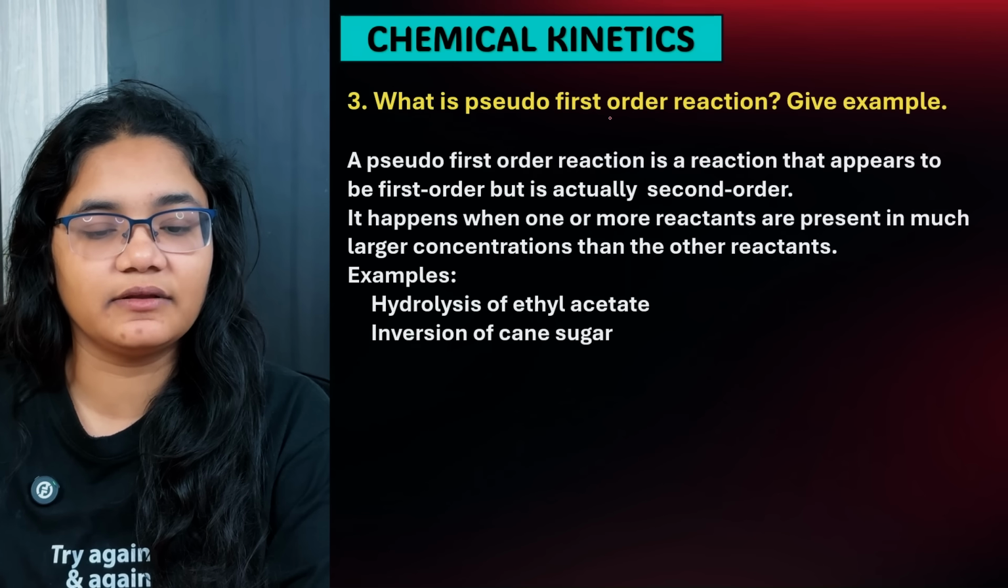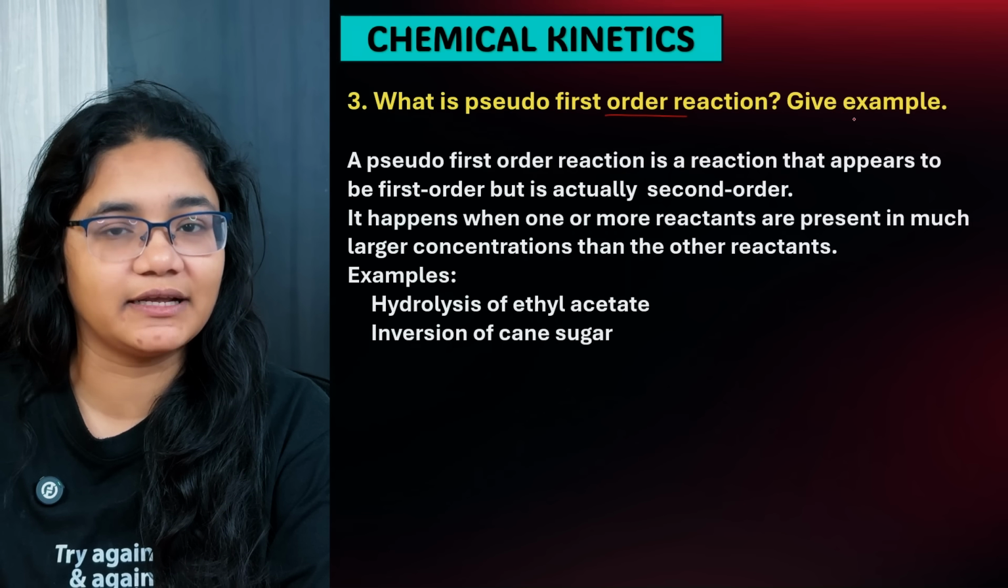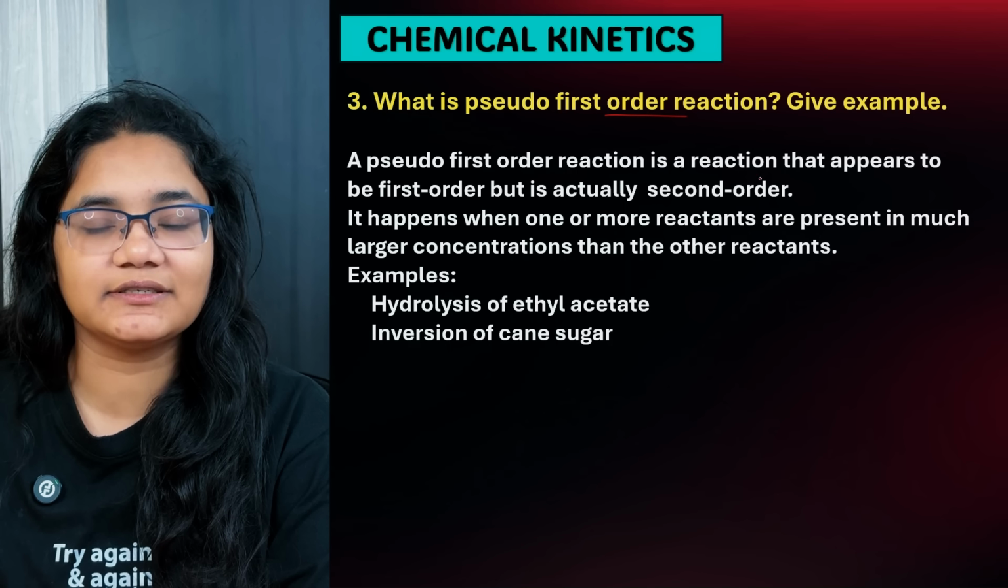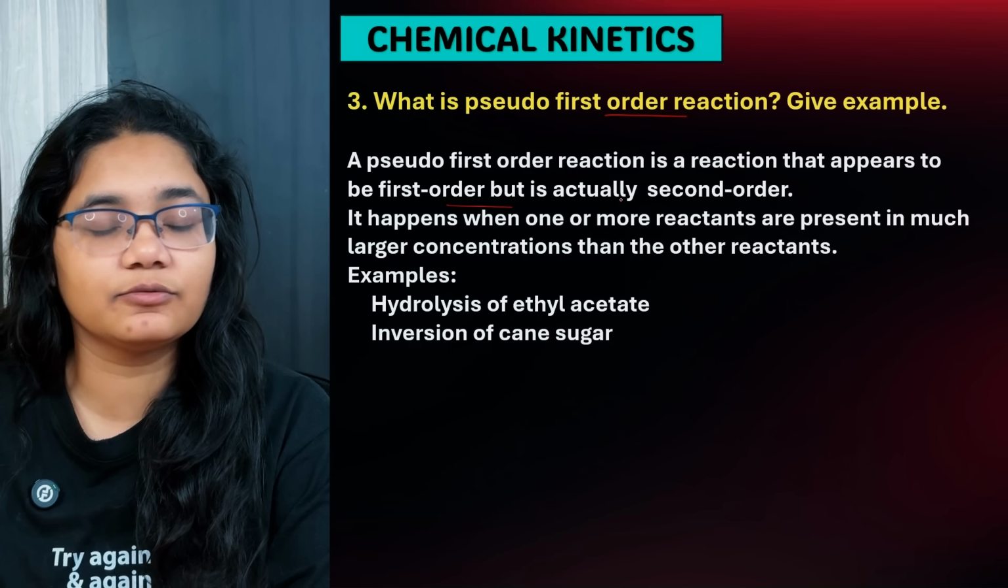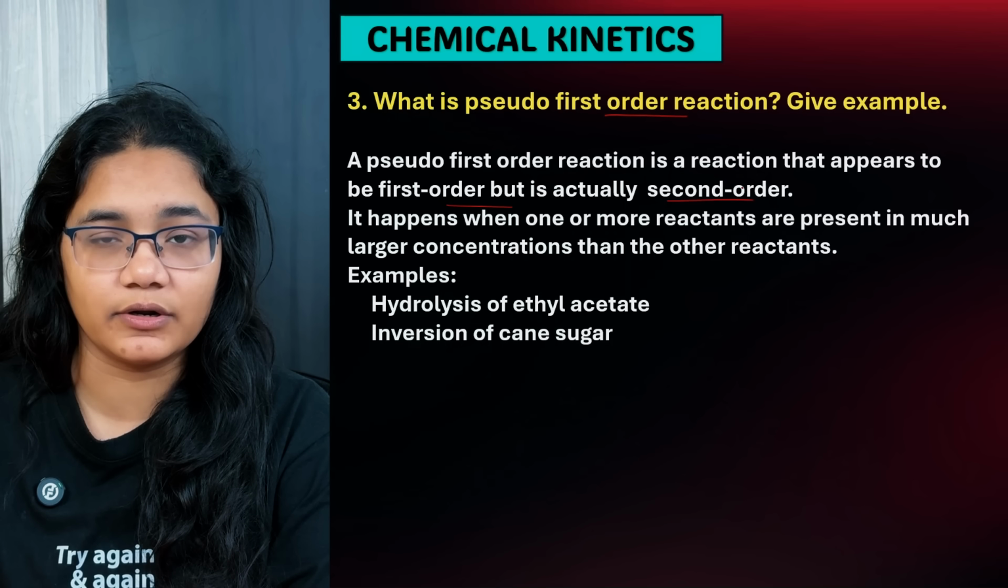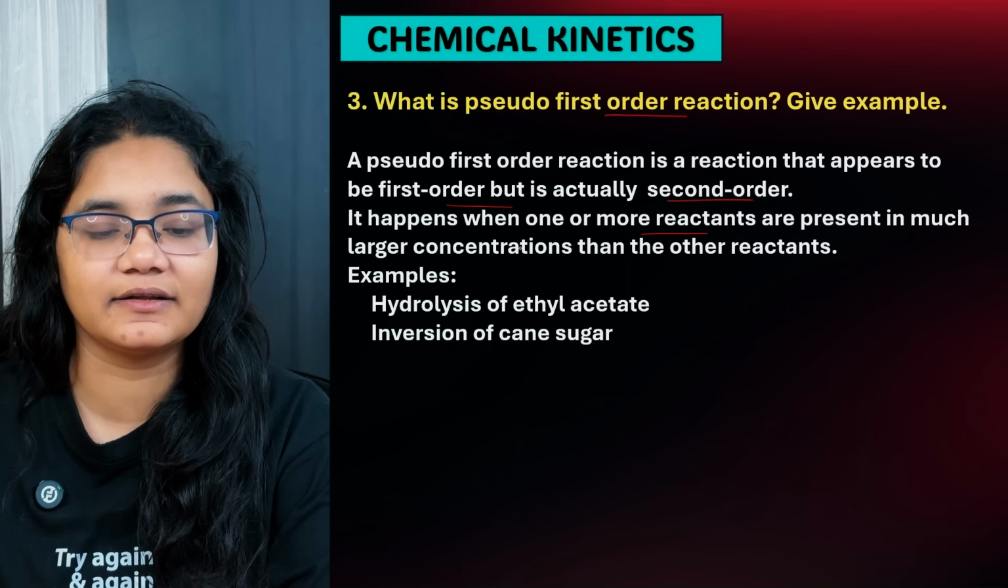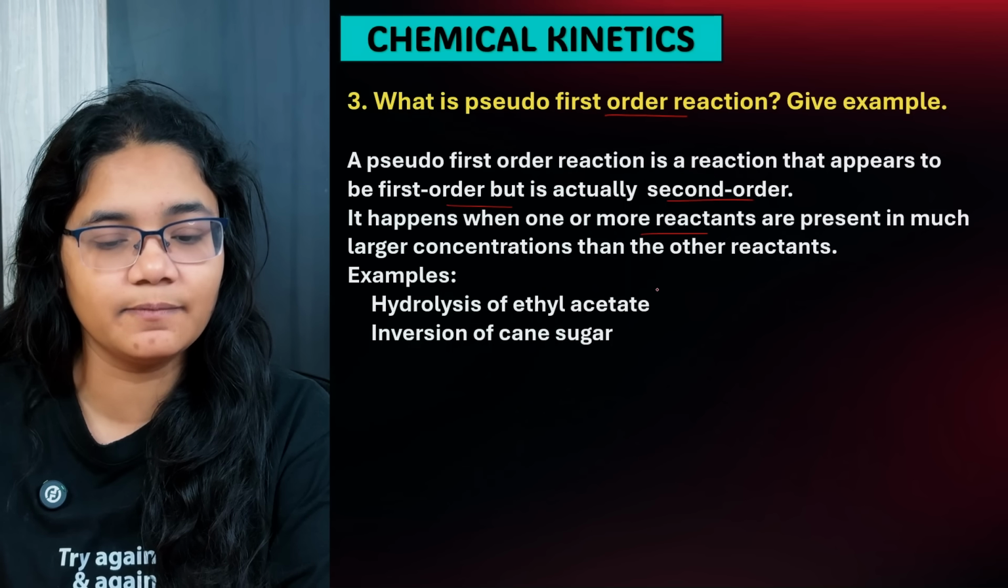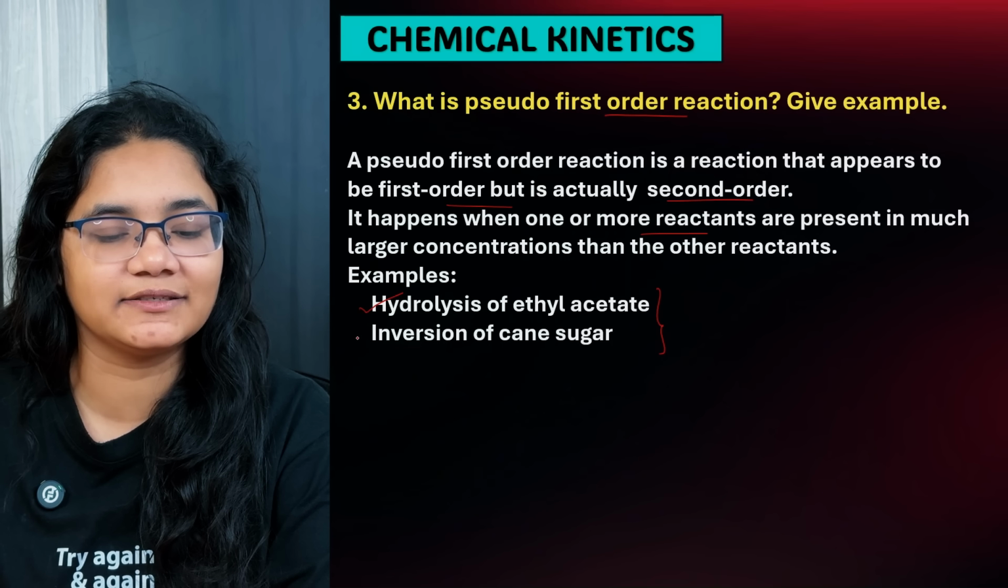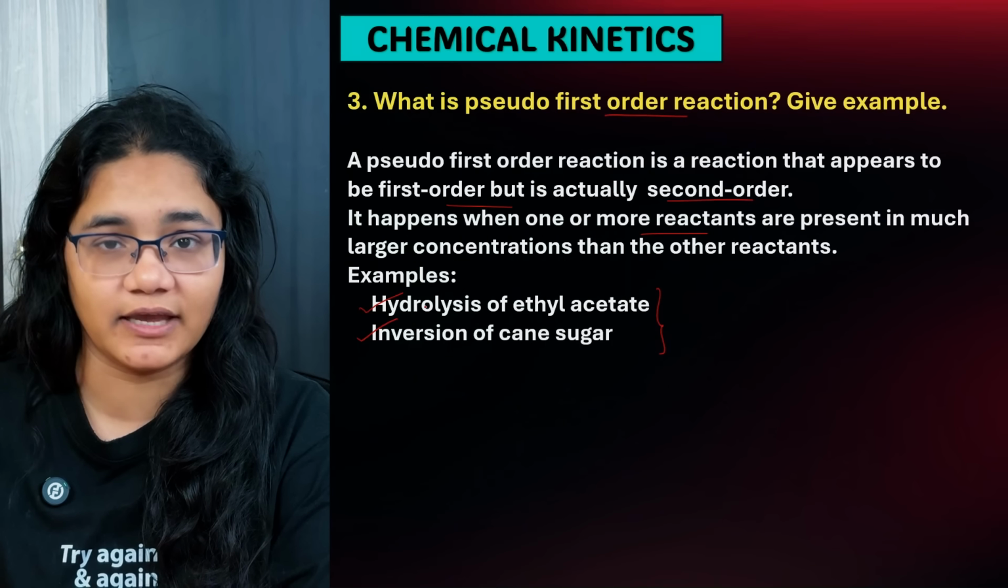Next, we'll see question number 3. What is a pseudo first order reaction? Give an example. A pseudo first order reaction is a reaction which appears to be first order but actually is second order. This happens because one of the reactants is present in large excess concentration. One example you should remember: hydrolysis of ethyl acetate and inversion of cane sugar.